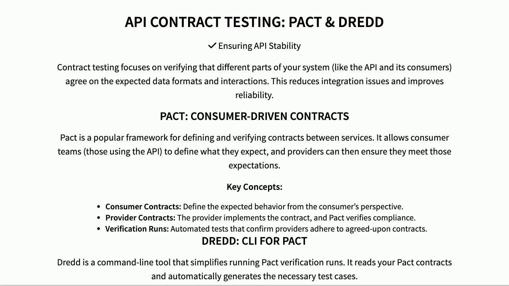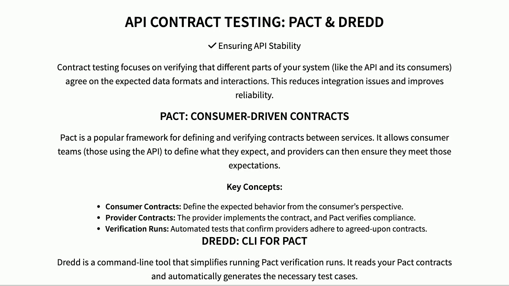Okay, let's talk about contract testing. It's a really important technique for building robust APIs. Basically, it's about making sure that the different parts of your system, like the API itself and any apps or services using it, are all on the same page when it comes to data formats and how they interact.